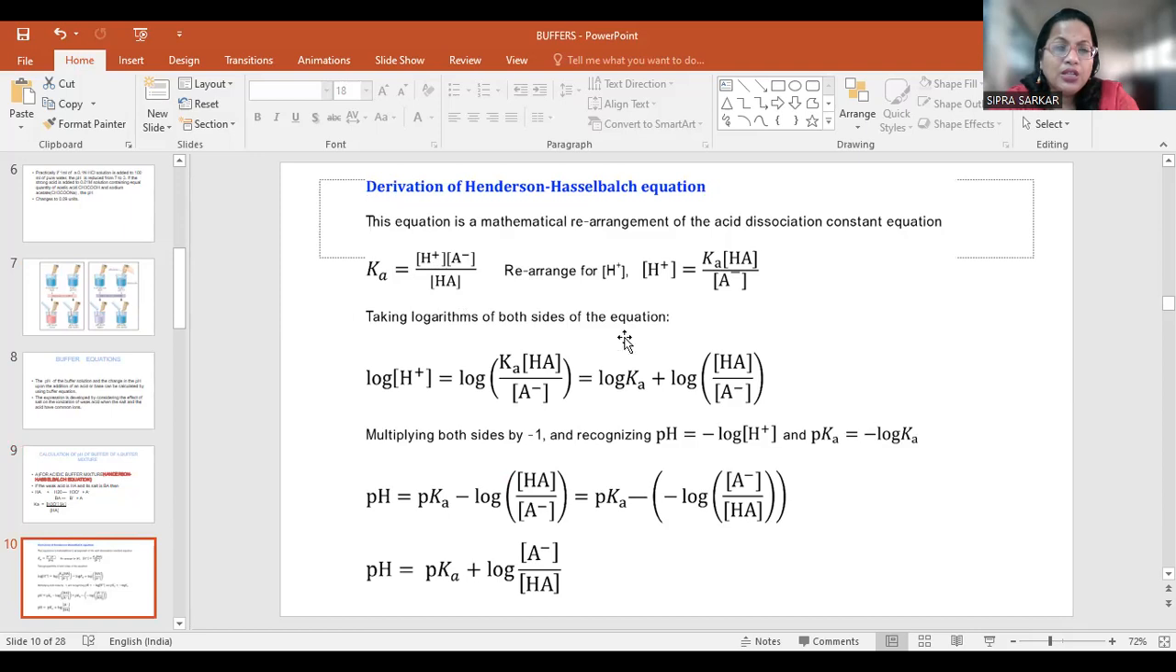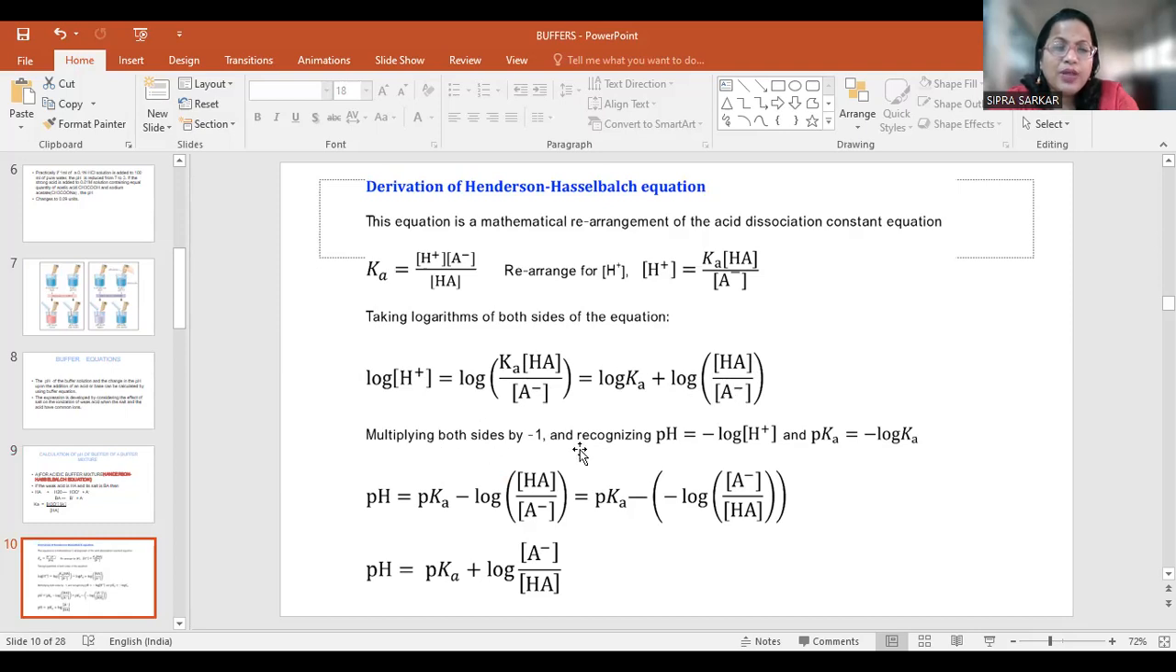So, taking the logarithm of both sides of the equation: log H plus log Ka into H divided by A minus. When the log is opened, it becomes log Ka plus log HA by A minus. Okay, so here the negative sign is present.